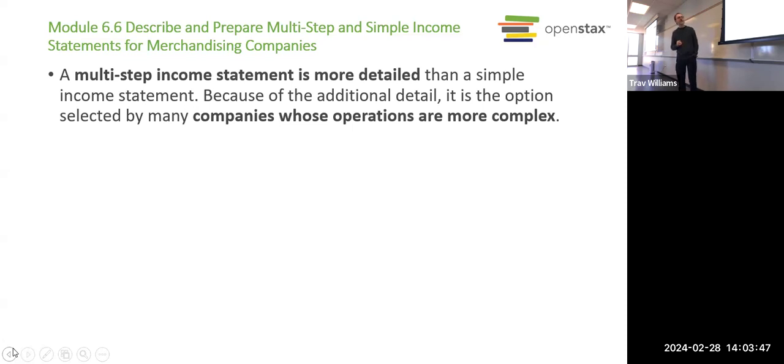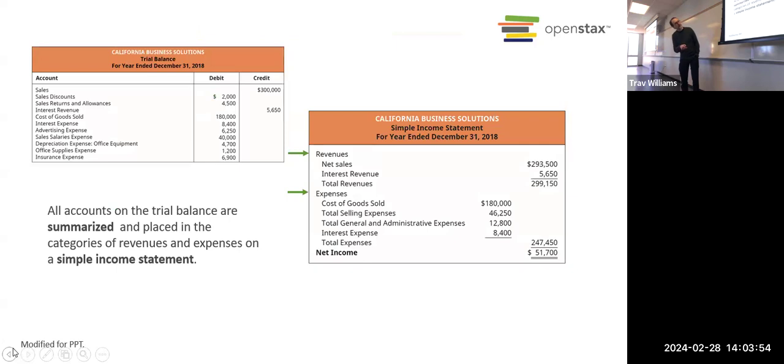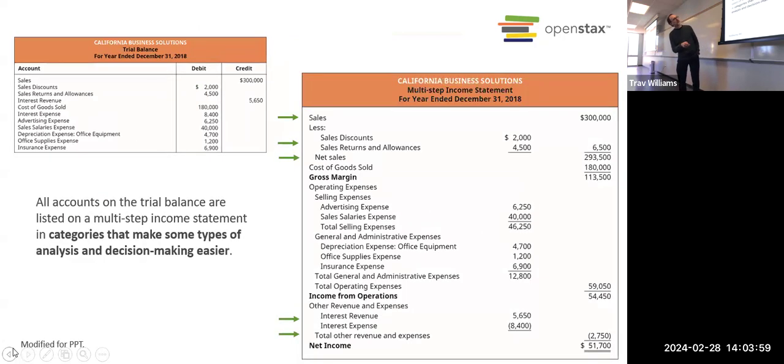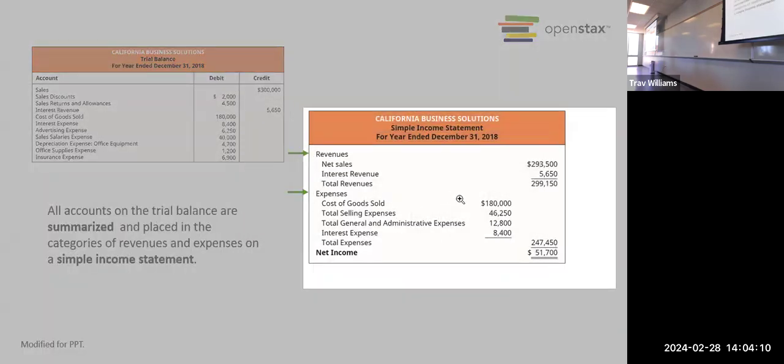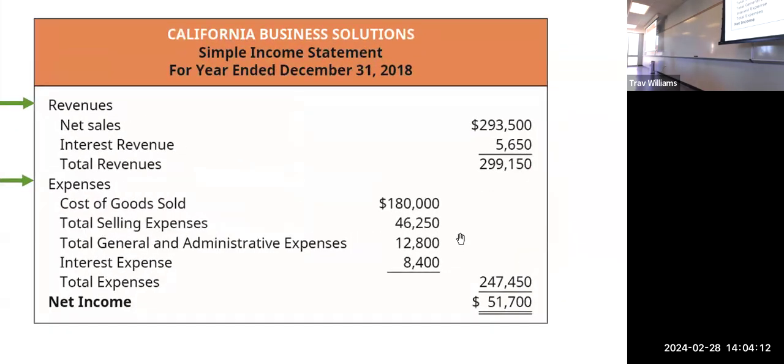A multi-step income statement is just more detailed than a regular income statement. So we'll see an example. This is a simple income statement. This is what we're used to. In fact, do we have a larger one? Okay, let me zoom in on that a little bit. Okay. So you know what an income statement is. We've got our revenues up top. We've got our expenses, and the difference is our net income, right?